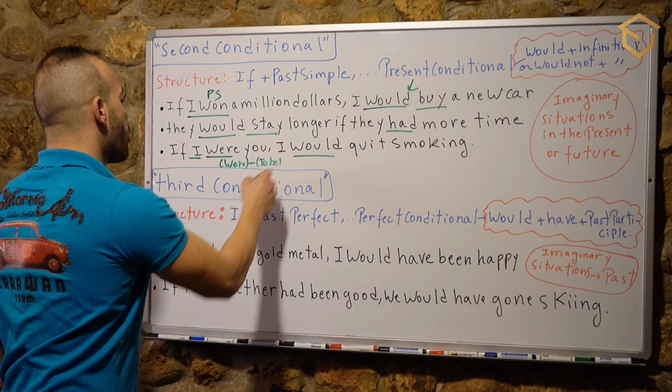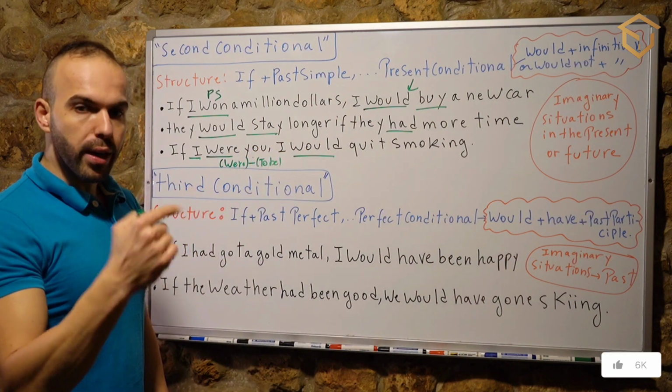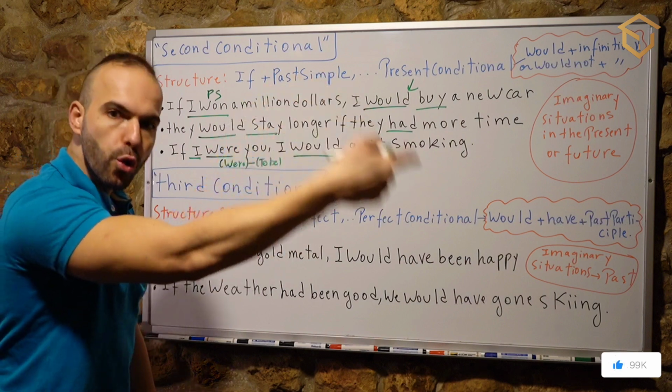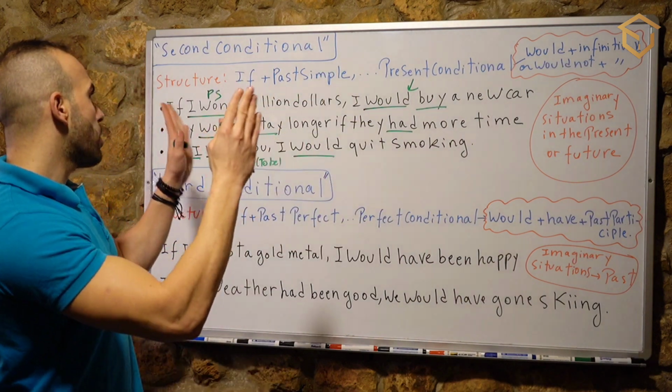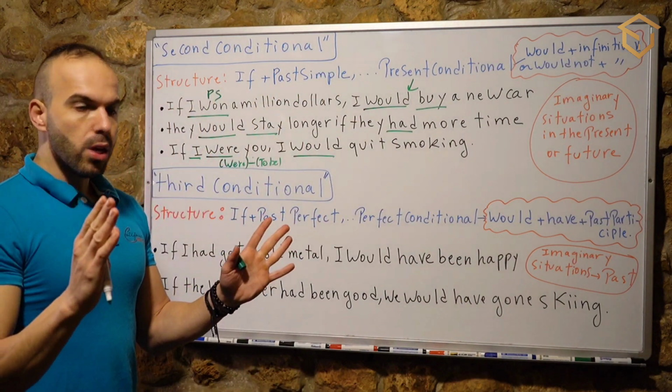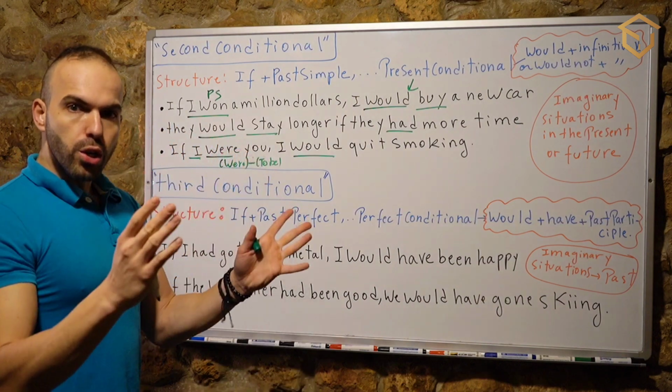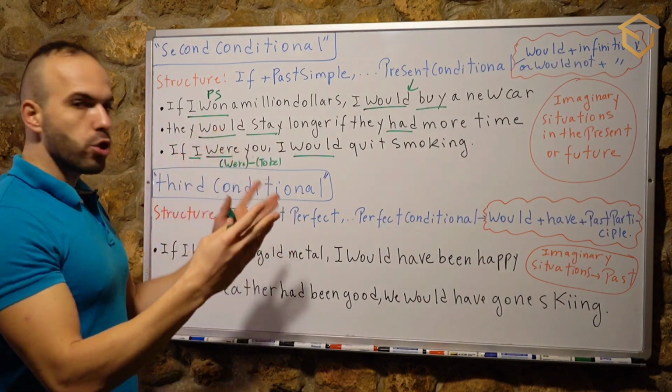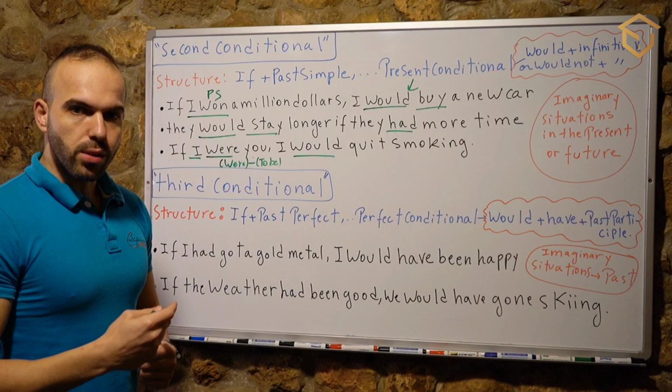Okay? So you can't say "if I was you." No, "if I were you, I would do this." Okay? So it's not complicated, as you can see. It's a beautiful condition that we can always use in our sentences.